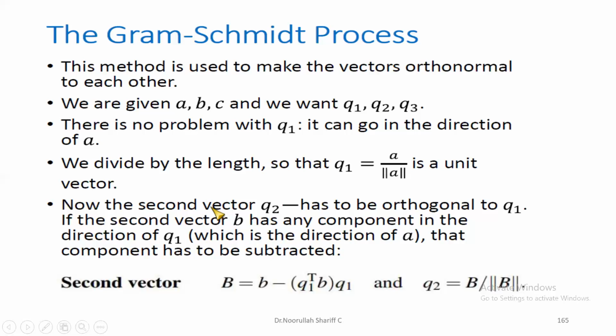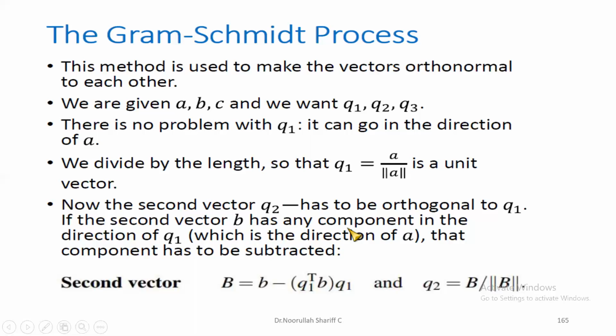So now the second vector Q2 should be orthogonal to Q1. We should convert B in the form of Q2, where Q2 is orthogonal to Q1. Now B can have a component in the same direction as Q1 or A, right? And also it might have a component in Q2.